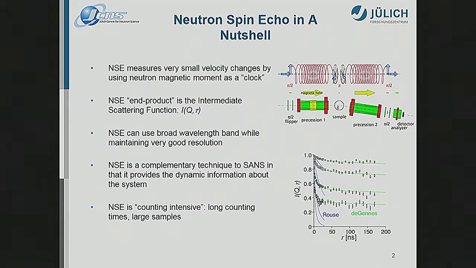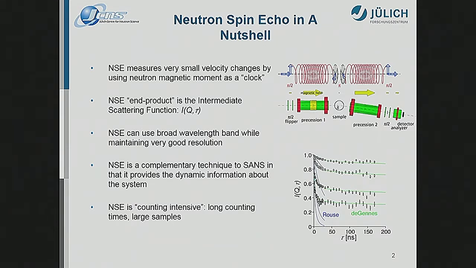And there have been some remarks about or allusions to spin echo. Roger Pynn is actually one of the world experts on spin echo. And I hear that Mike Crawford also mentioned some of this.